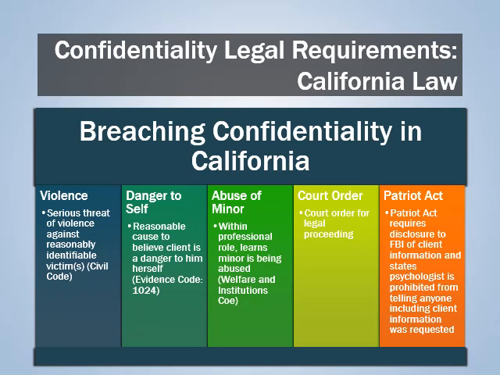Okay, so now let's talk about when we can breach confidentiality. In situations of threat of serious physical violence, if the client, it's a 1024, if you have reasonable belief that a client is a danger to themselves. If a minor is abused, an elder is abused, if a court orders it, and the Patriot Act finally as well.